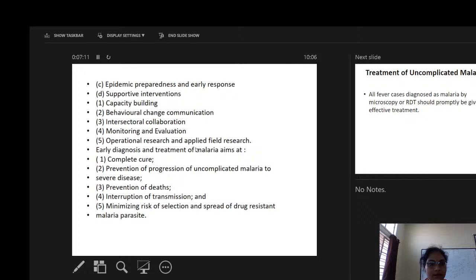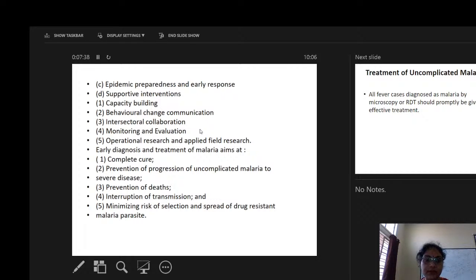Next point in supportive interventions is intersectoral collaboration, where you have to communicate with PHCs in your area or other hospitals, where you want to know the cases of malaria, the treatment, the prognosis of severe malaria cases, all that.